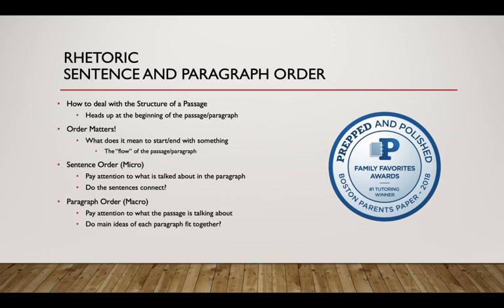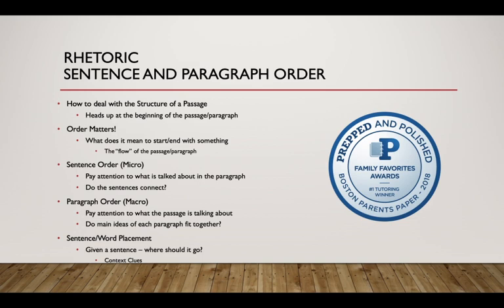Then we move out or zoom out to the macro, aka the paragraph order. Now this is where we have a little bit more of a challenge because we have to pay attention to what the passage is talking about as a whole. And what I usually go to if I have to quickly get through this is, what is the main idea, or do the main ideas of each paragraph fit together, going from paragraph one to two to three. And finally, one more type of question that sometimes crops up is sentence and or word placement. So you're given a sentence and or word, and you're trying to figure out where it should go. This is all based off of context clues, and we've got to be careful of that.